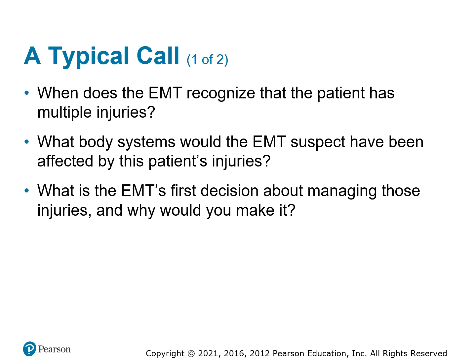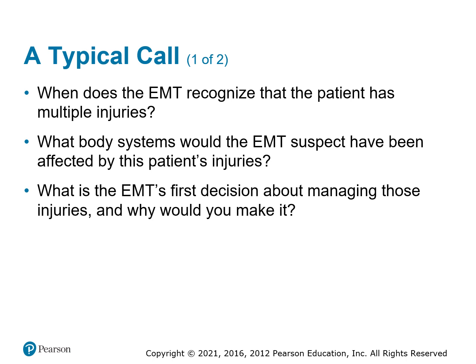So what body systems would the EMT suspect have been affected by this patient's injuries? So he's unresponsive and has some breathing problems and is bleeding from his thigh. So we have a vascular issue, a soft tissue trauma issue, as well as a potential head injury with his level of responsiveness, gurgling respirations.